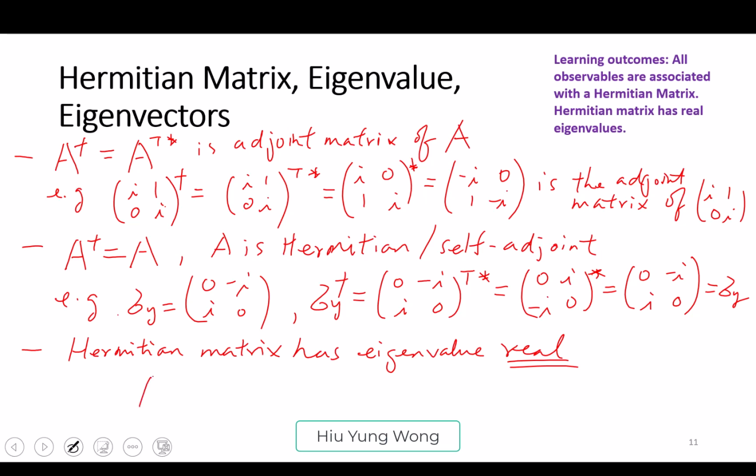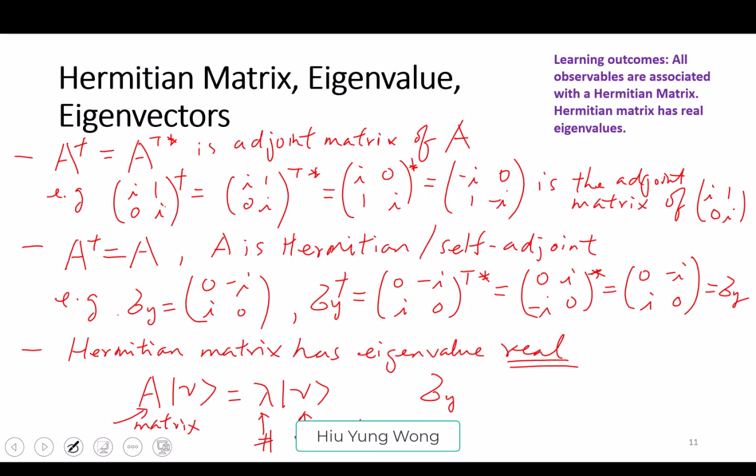So what is an eigenvalue? An eigenvalue of a matrix is such that you can find a vector v so that the matrix times the vector equals a value times the vector. This is just a pure number, and this is a vector, and this is a matrix.